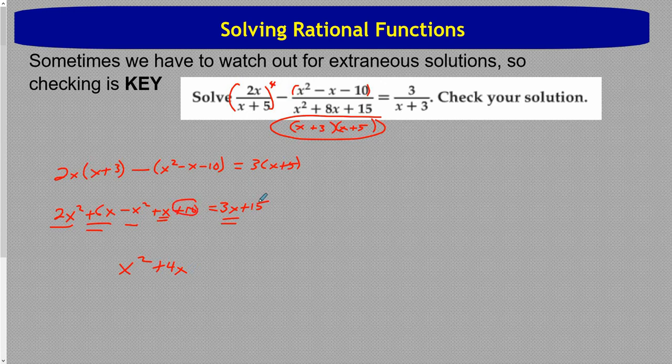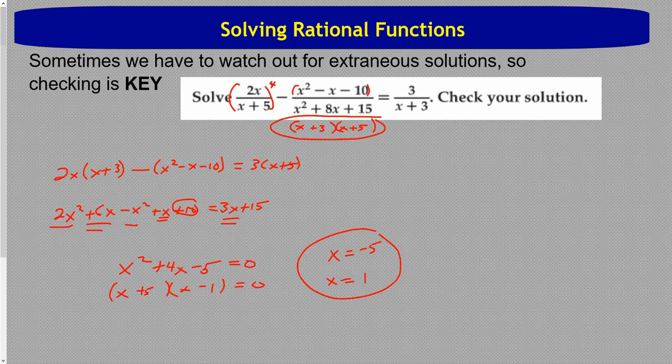And I have a 10 here. Minus 15 is negative 5 equals 0. We're going to try and factor this first. If we can't, we'll use the quadratic formula. Factors of 5 that add up to 4, I think positive 5 and negative 1. So x could be negative 5 or 1.